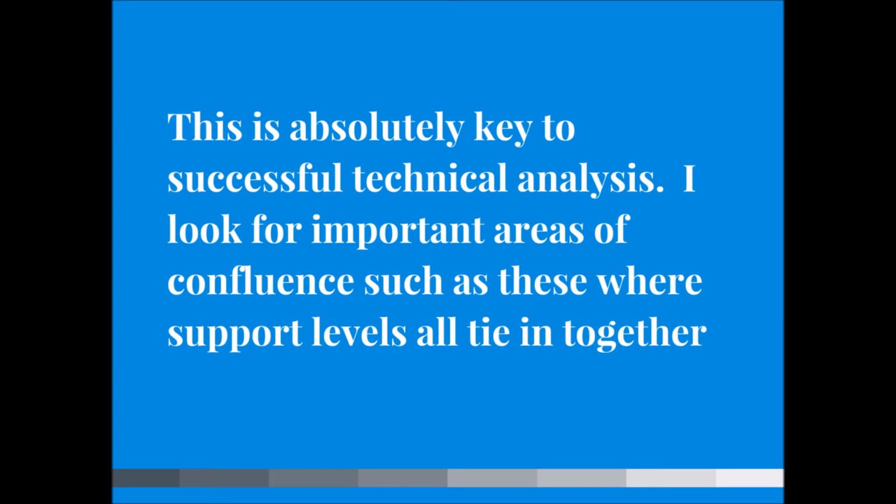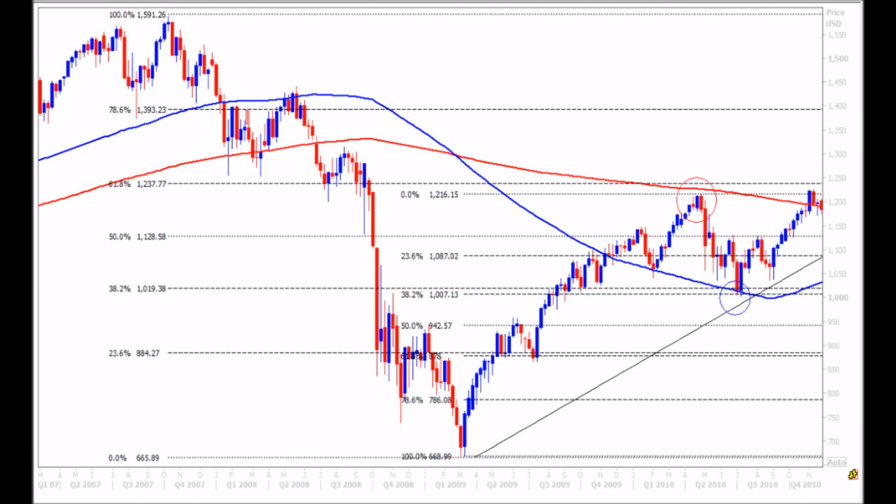I look for important areas of confluence, such as these where support levels all tie in together. It's key. These are the real important levels that are worth trading. If three good areas were not enough to convince a trader to be buying here, we then get a bullish piercing, almost actually an engulfing pattern, an engulfing candle to form the bounce, to confirm the bounce off the important support area in the blue circle.